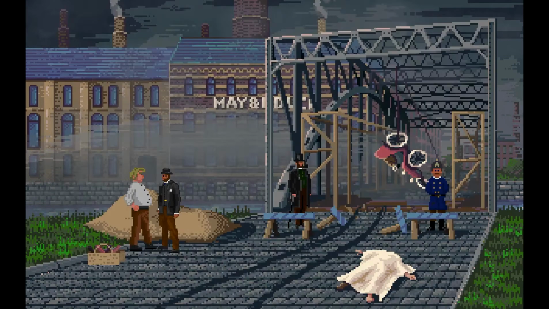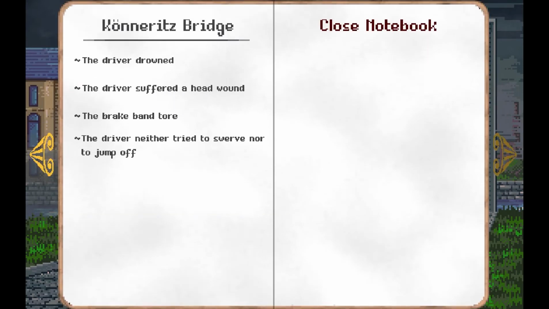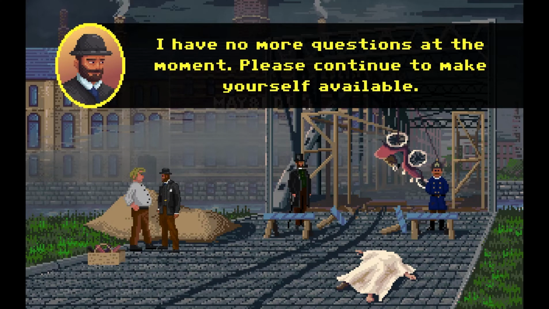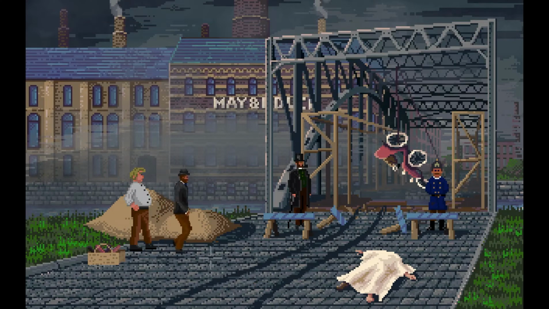Okay. Der Wagen hatte keine Bremse. Da habe ich mich auch gewundert. Mehr Fragen habe ich momentan nicht. Bitte halten Sie sich weiter zur Verfügung. Beeilen Sie sich, damit ich weitermachen kann. Alright, alright. I'm trying.